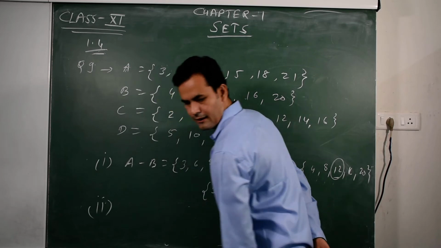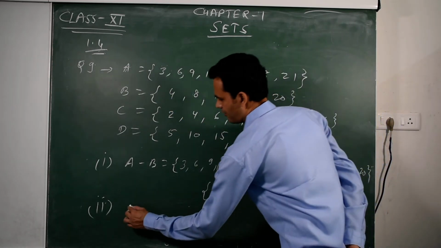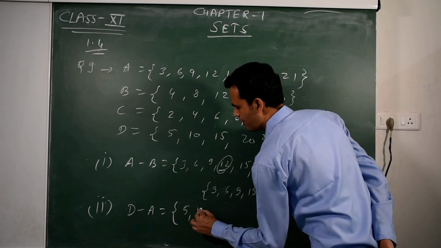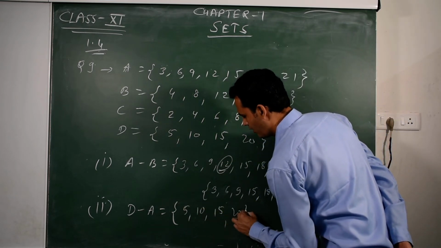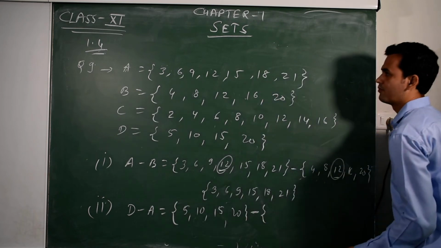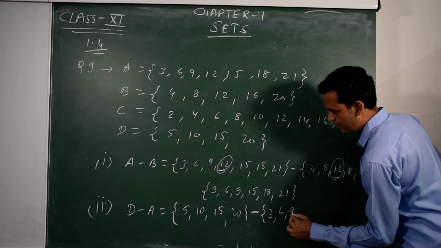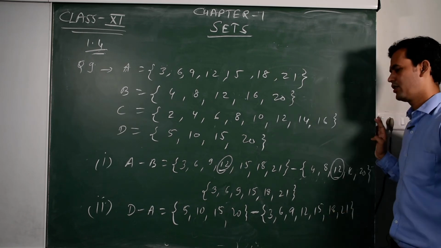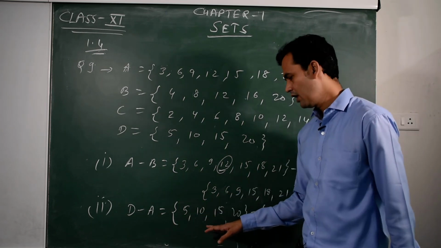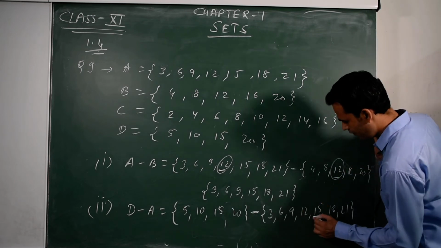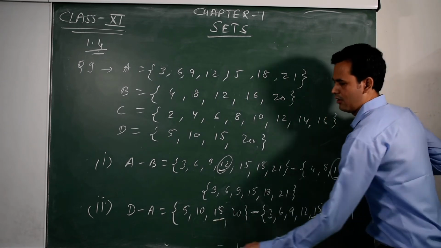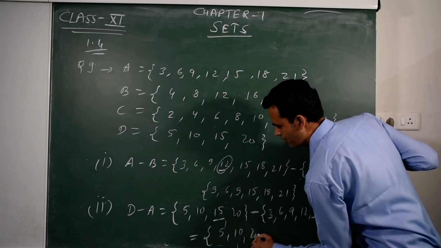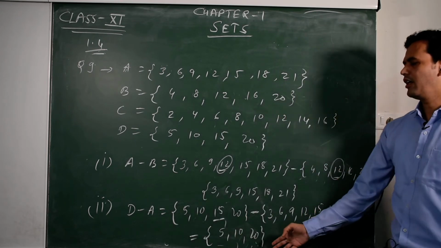One more question, that is D minus A. We have to find D minus A. So elements of D 5, 10, 15 and 20 minus A. A is the set of elements 3, 6, 9, 12, 15, 18 and 21. So all elements of set D excluding common elements of A, 15. So remaining elements of set D are 5, 10 and 20. This is called D minus A.